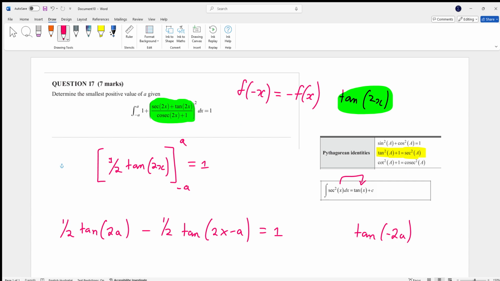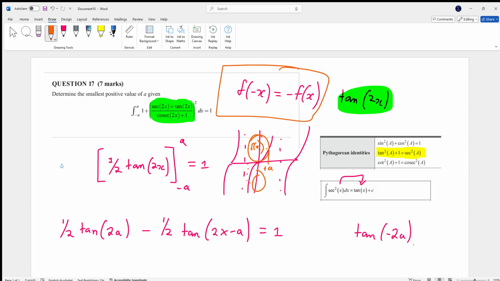Now, in this situation, if we think of the tan curve, it looks like this. And yes, it does have asymptotes along here. However, if I chuck in, let's say that's positive a, I'm going to get f of a. If I chuck in negative a, I'm going to get the negative version of that guy there. So I'm going to use this property to change this guy into negative tan of 2a. Hopefully you can see why I've done that.